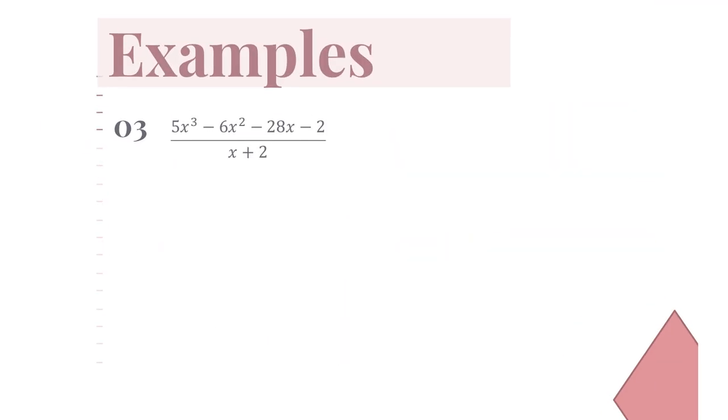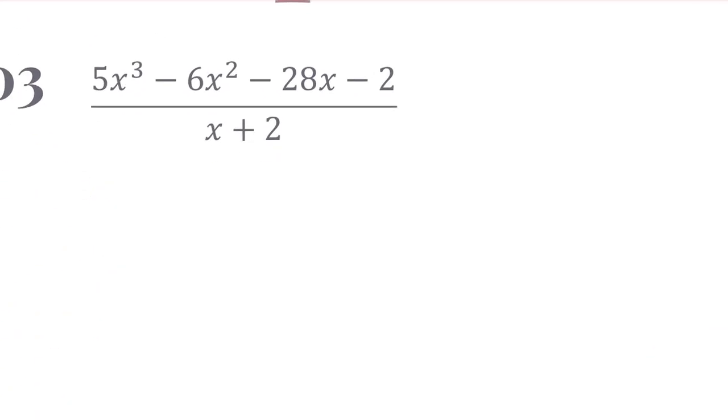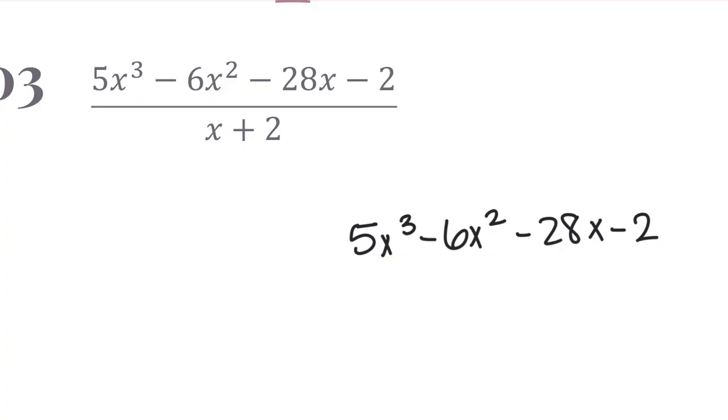All right, example number 3, go ahead and set it up. 5x cubed minus 6x squared minus 28x minus 2 divided by x plus 2. All right, let's go ahead and solve this one. What times x gives me 5x cubed?